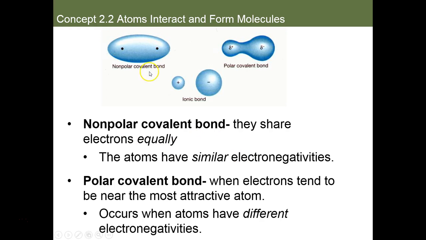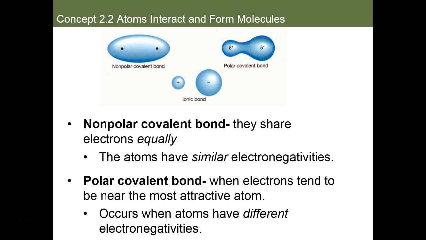Notice the picture on the left up here. These are 2 atoms sharing electrons. The light blue cloud surrounding the 2 dots is where the electrons travel. No single atom has more attractive force to the electrons than the other. So again, this is considered a nonpolar covalent bond.